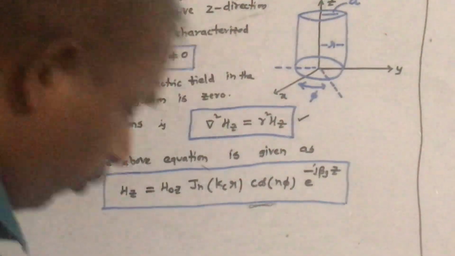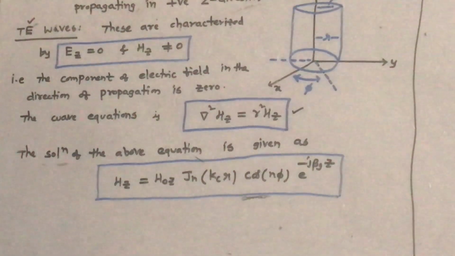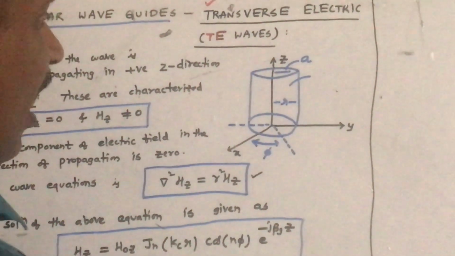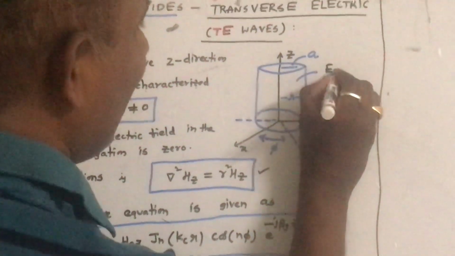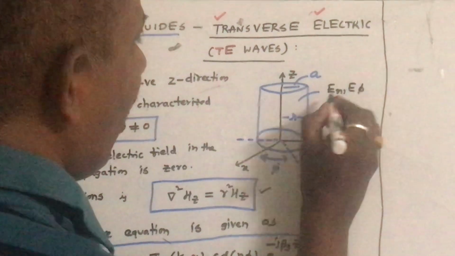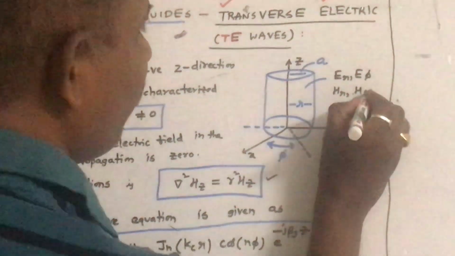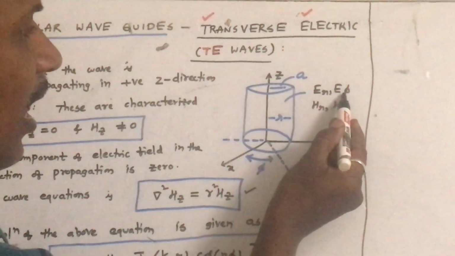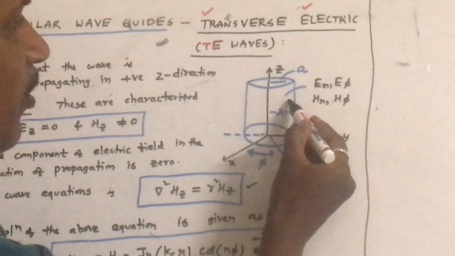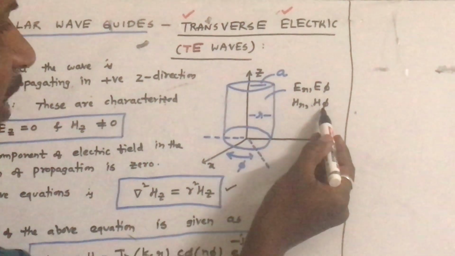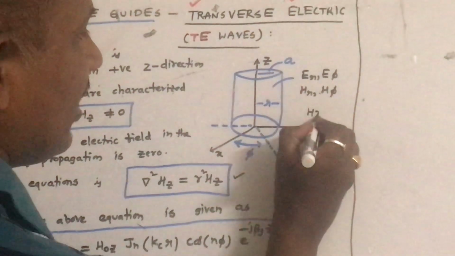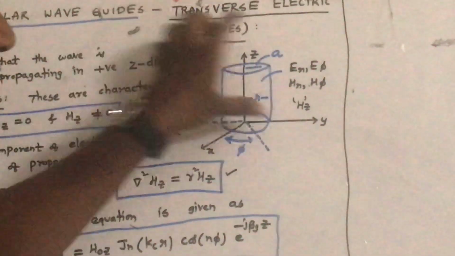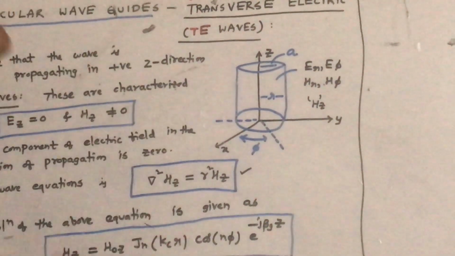Now what we have to do in this derivation? In this derivation we want to find out the electric field ER, the electric field E phi and HR, H phi. What is the distribution of electric field in radial direction and phi direction, and what is the distribution of magnetic field in radial direction and phi direction in terms of Hz? So this is our derivation. We want to find out the field patterns in terms of Hz. So that is our objective here, to derive the transverse electric fields.